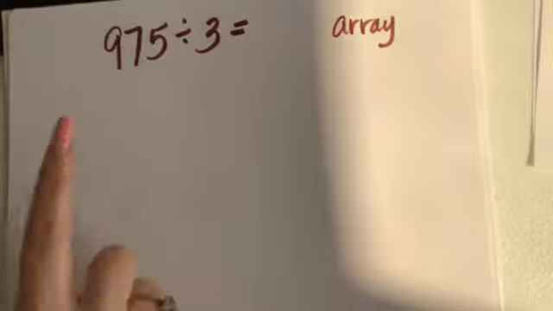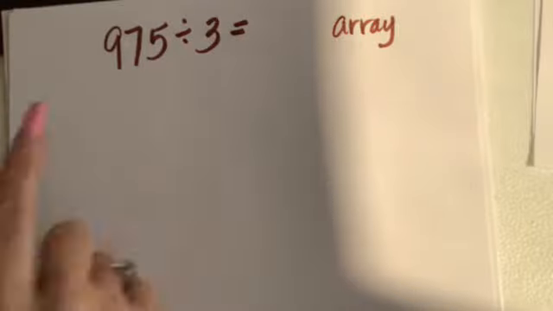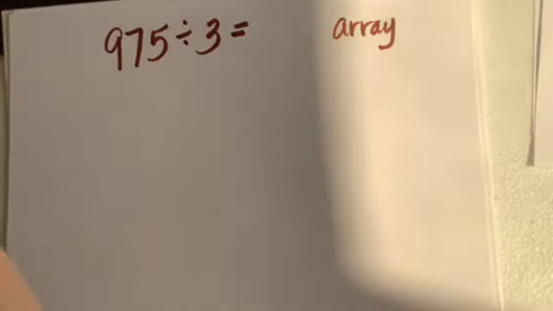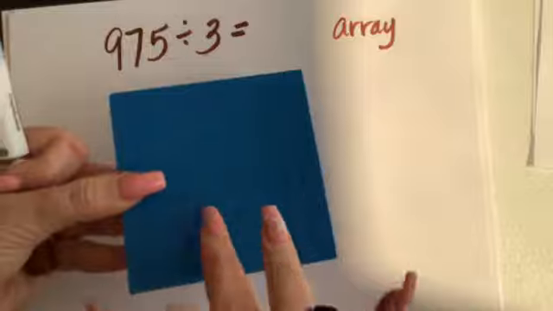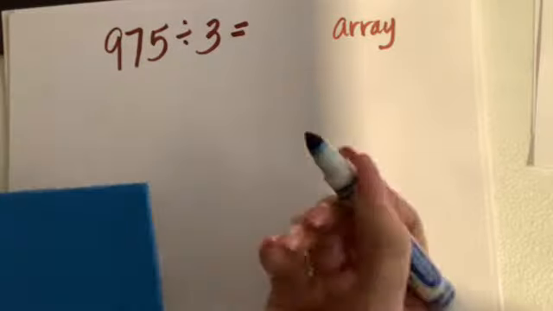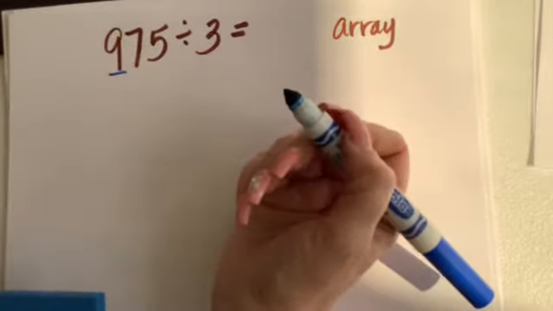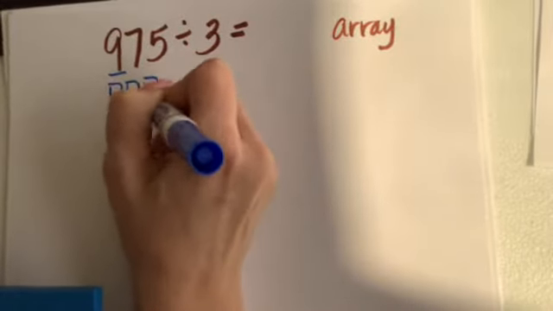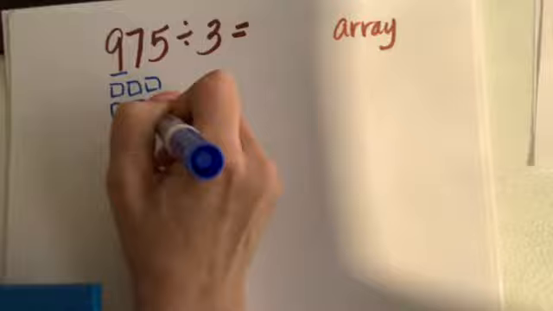Hello boys and girls, I'm going to show you how we can use an array to represent 975 divided by 3. So the first thing that I'm going to do is draw my base 10 representations one more time. Remember, this is a flat, it's worth 100. And how many hundreds did I have in 975? 1, 2, 3, 4, 5, 6, 7, 8, and 9.